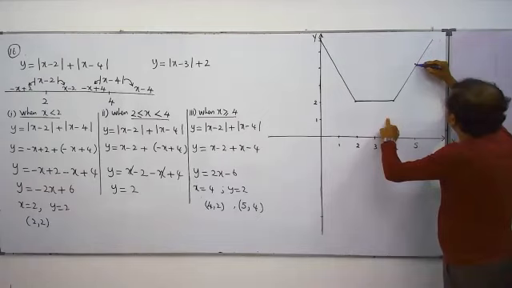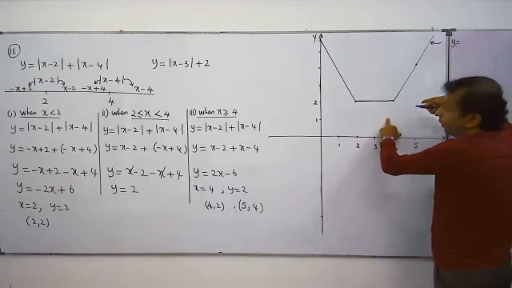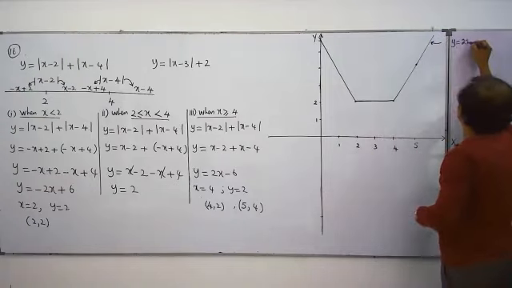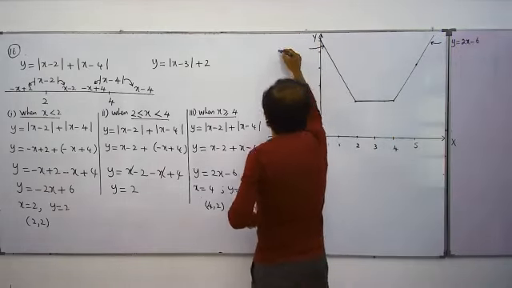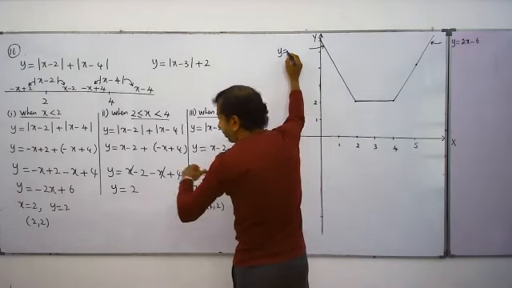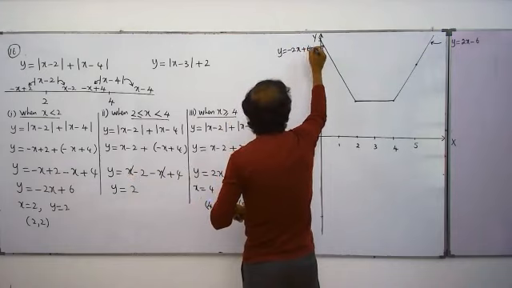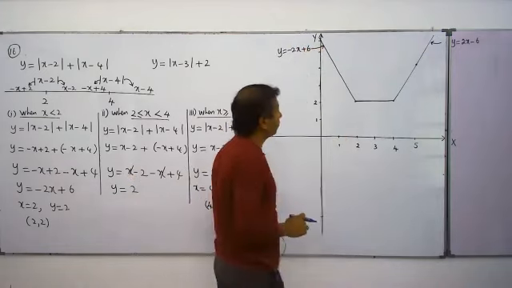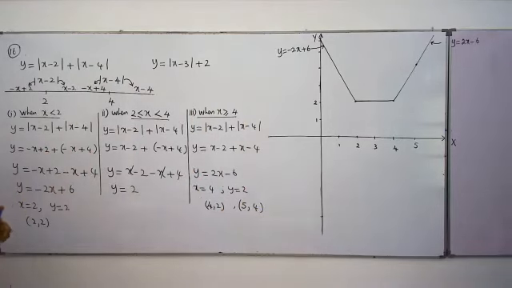This is how we draw that. And now if I write the equation separately, this equation is y equals what, people? It is 2x minus 6. This equation is y equals minus 2x plus 6. This is y equals 2. Correct now? Right. Now, next graph is this.